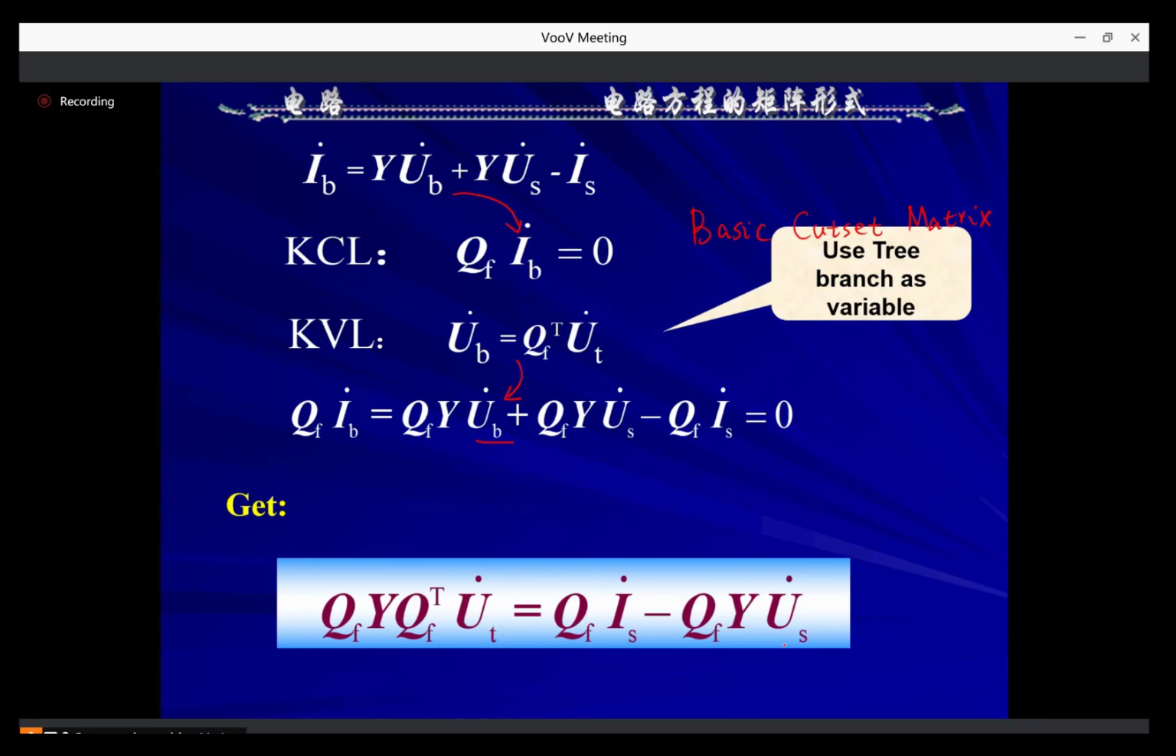In this expression, the US and IS are the sources. The UT is a variable. The Q is a cut set matrix. So this function is very similar to the node voltage function. The node voltage function is A Y A transpose UN, attention, this UN node voltage, equal to A IS minus A Y US. So these two functions are very similar. Just replace the Q by A and the UT by UN.